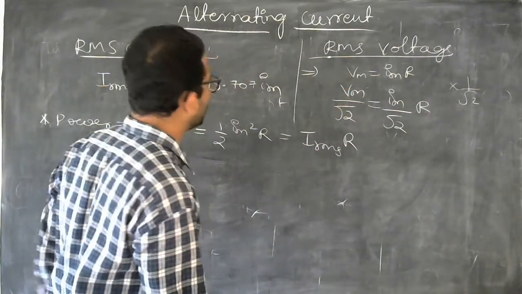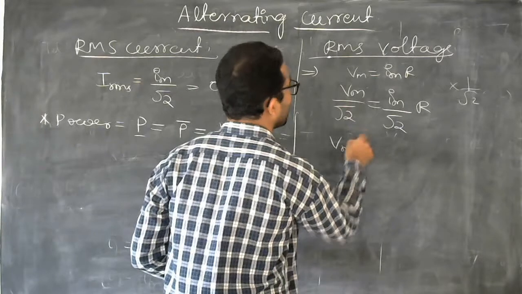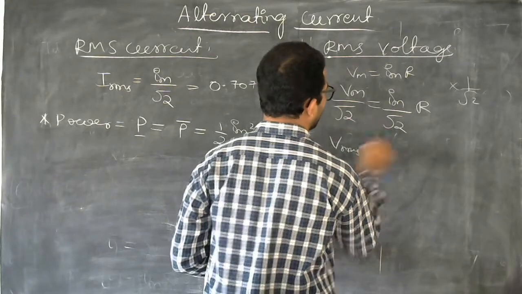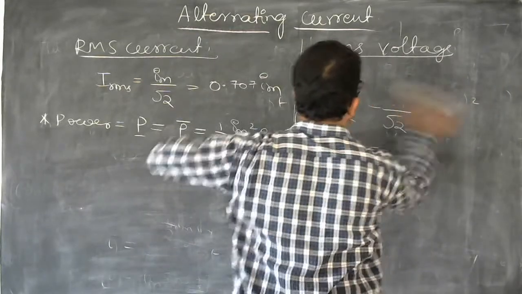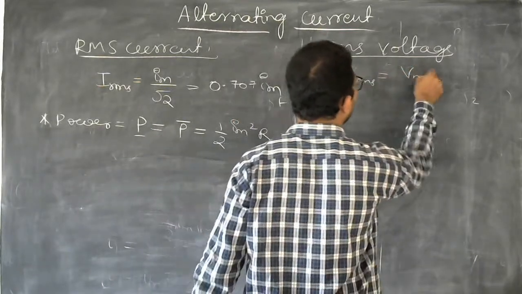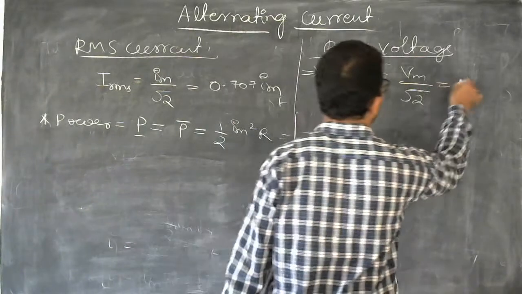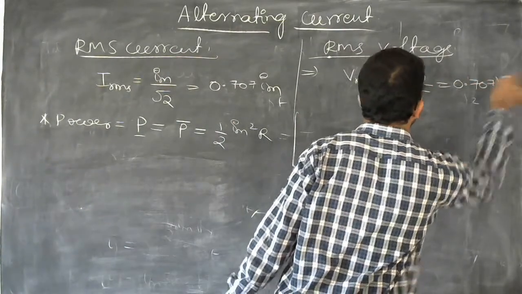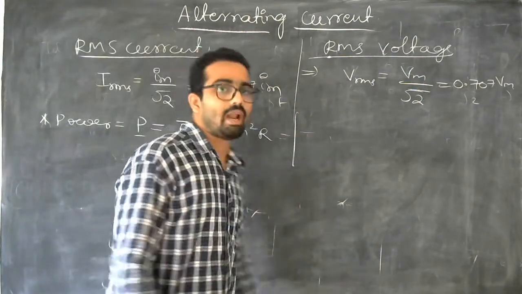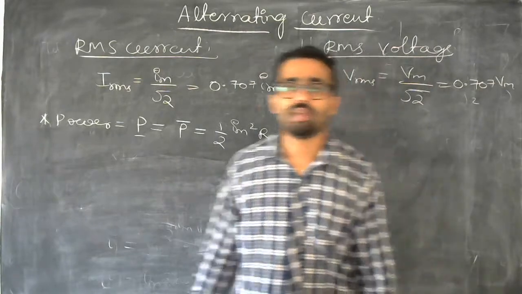So Vm by square root of 2 can be written as Vrms. Sorry, I should write it like this: Vrms is equal to Vm by square root of 2, or 0.707 into Vm. See, this is a representation of Vrms, similar to the IRMS. So this is about the concepts of VRMS, IRMS and AC.